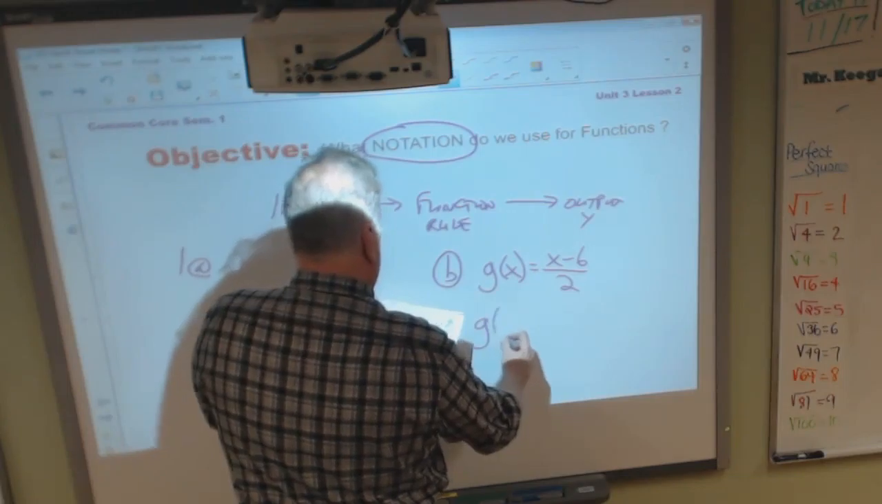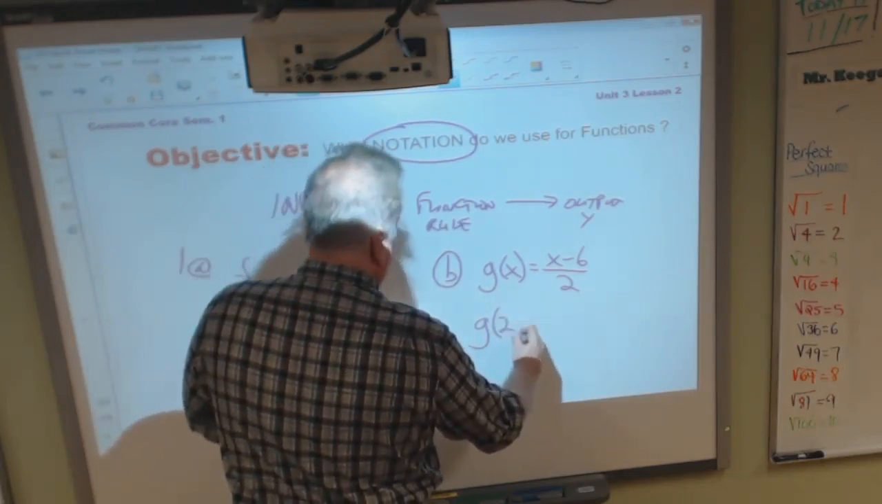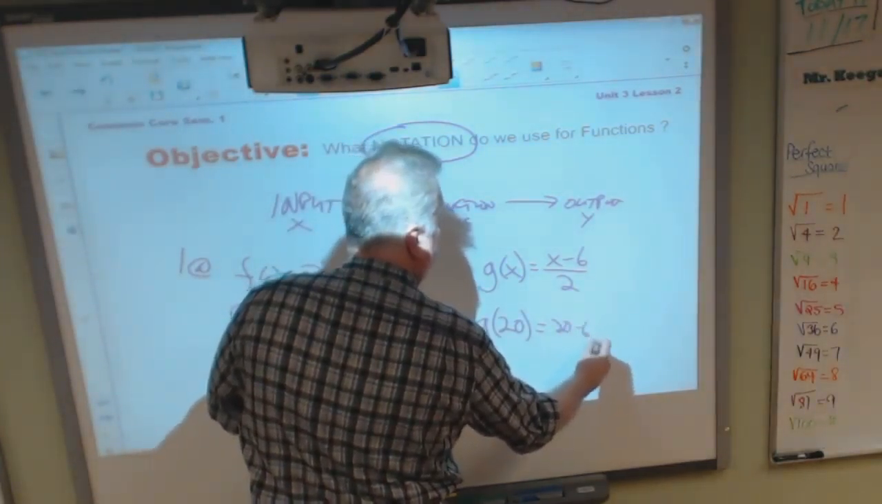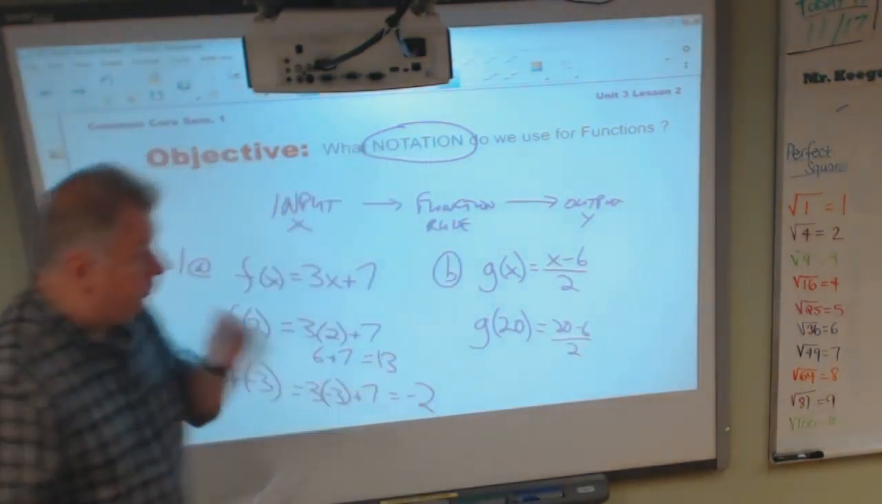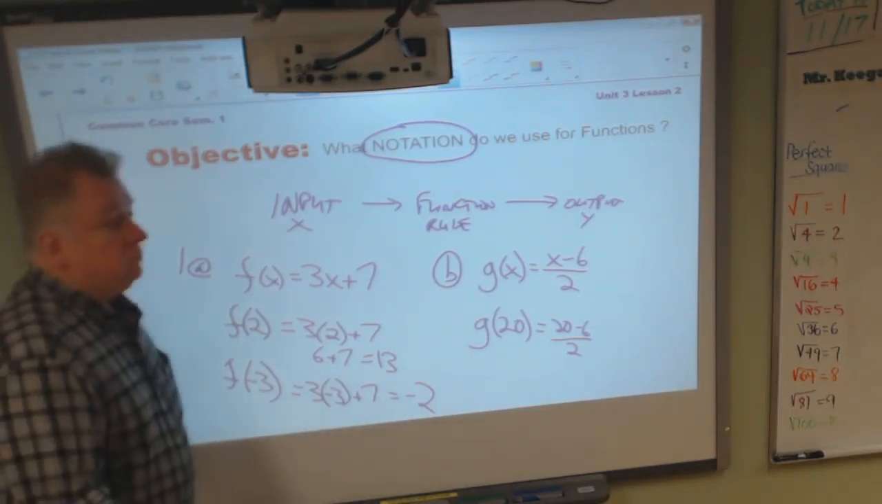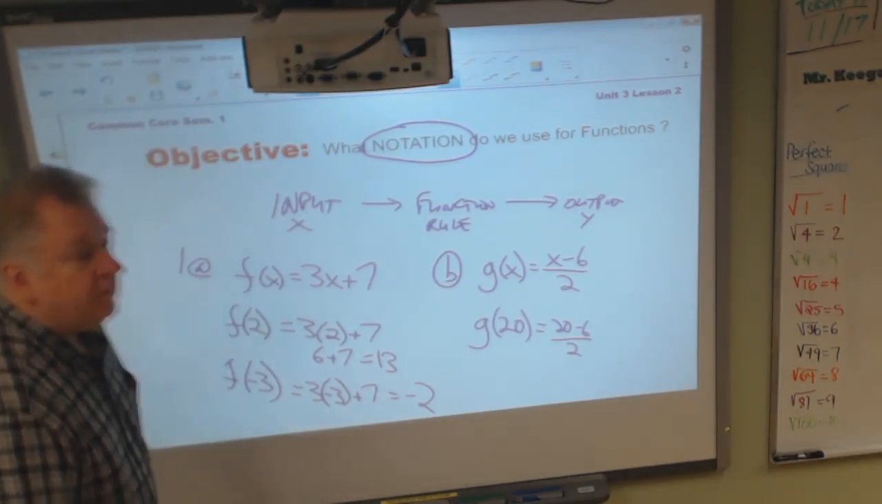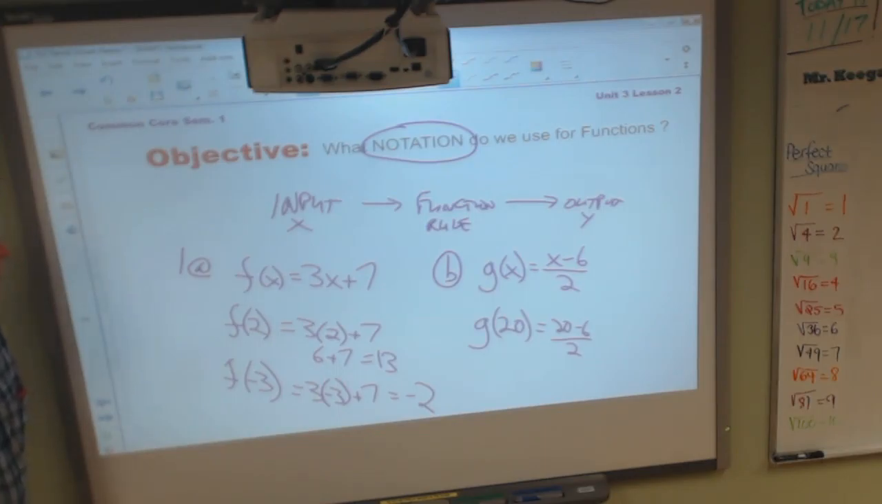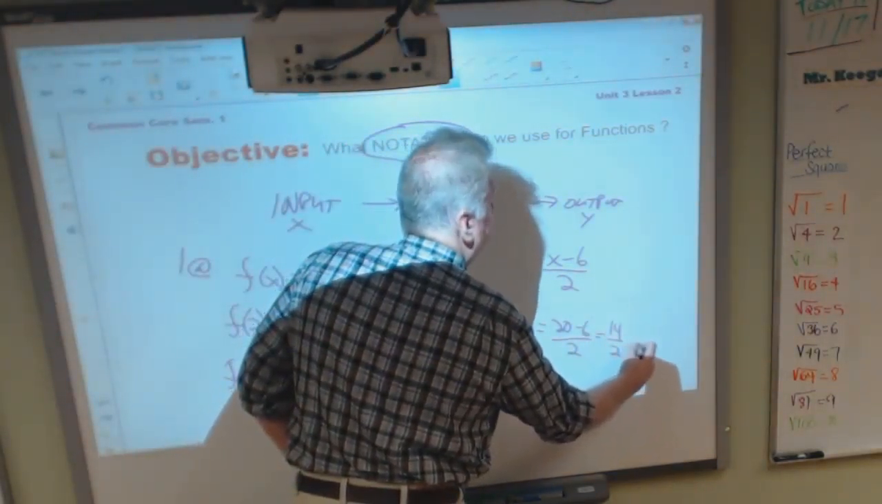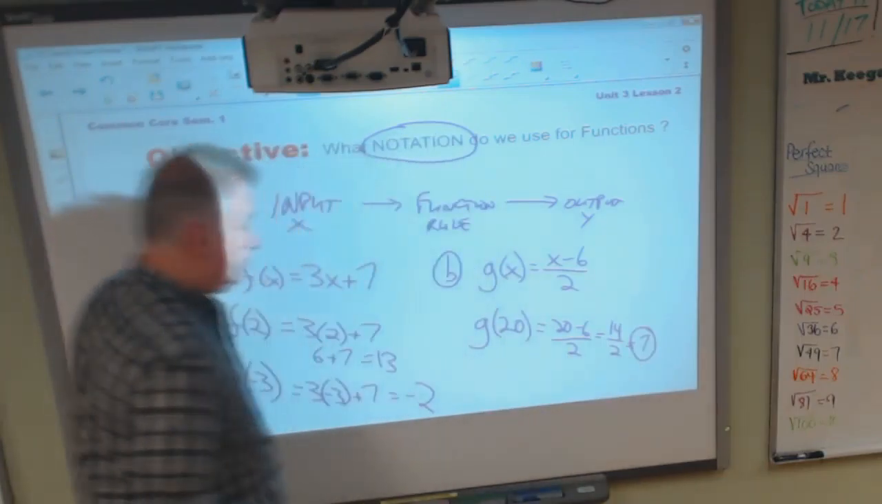So basically 20 minus 6 divided by 2. Correct. You're just going to again plug the 20 into the x. How did you get 17? What's 20 minus 6? Divided by 2. No. What's 20 take away 6? 14. 14 divided by 2 is 7.